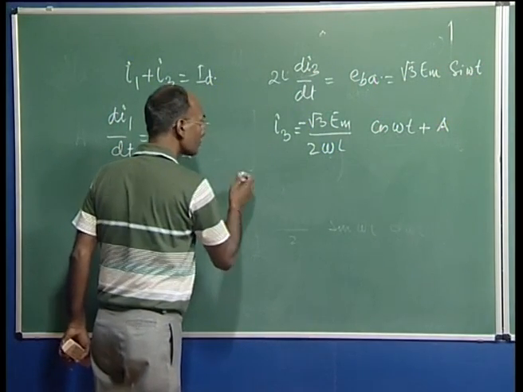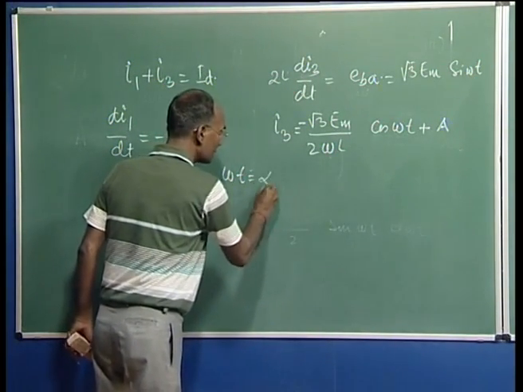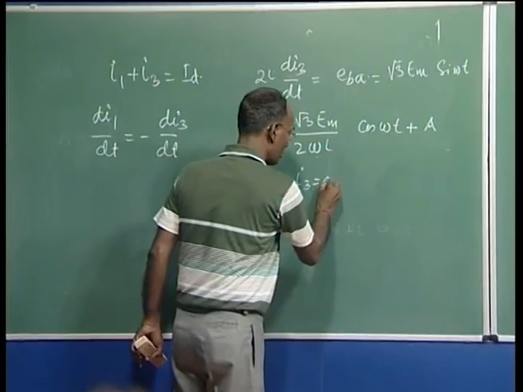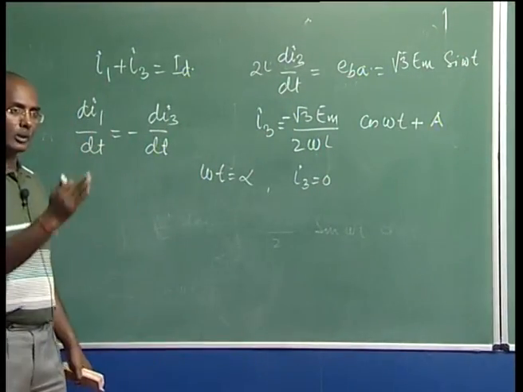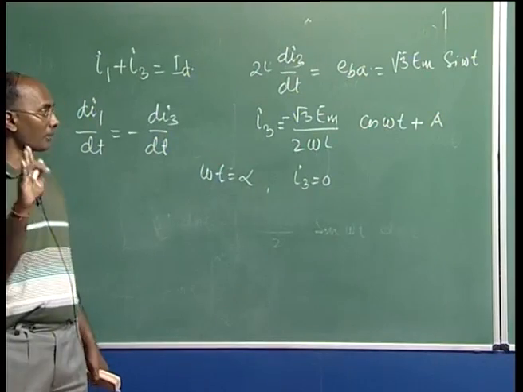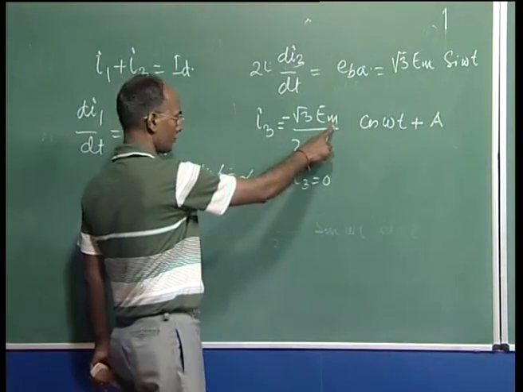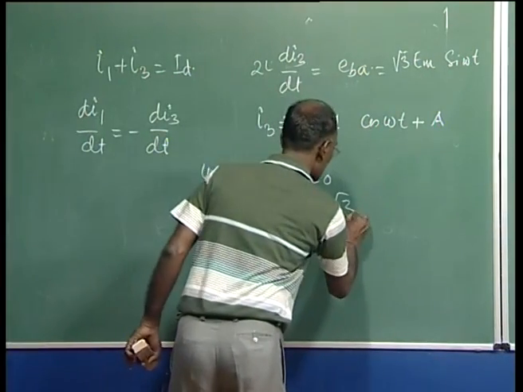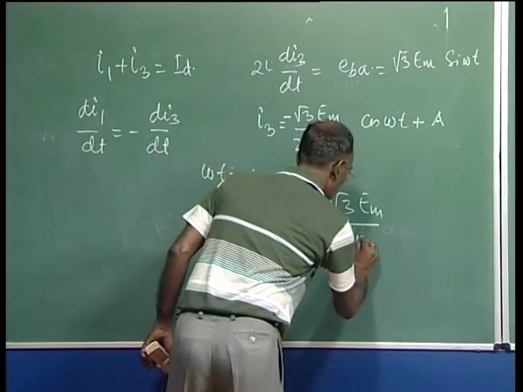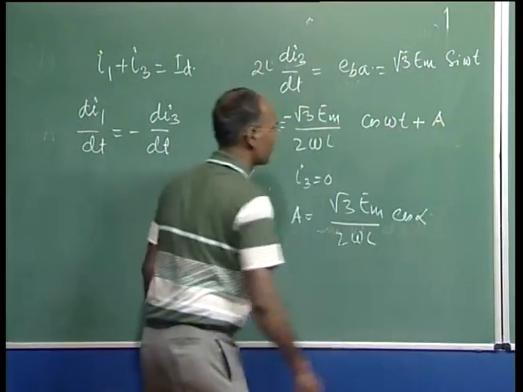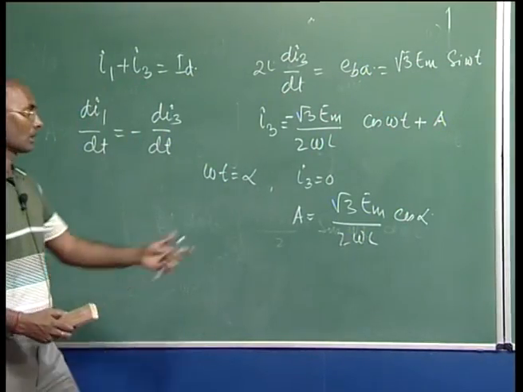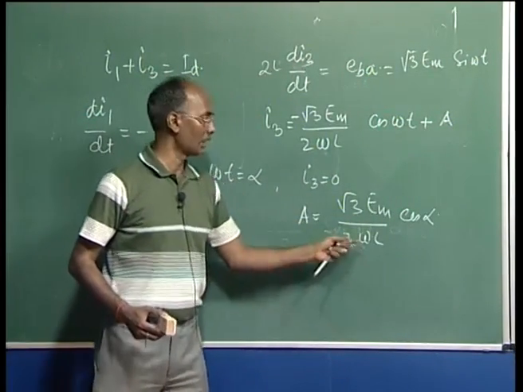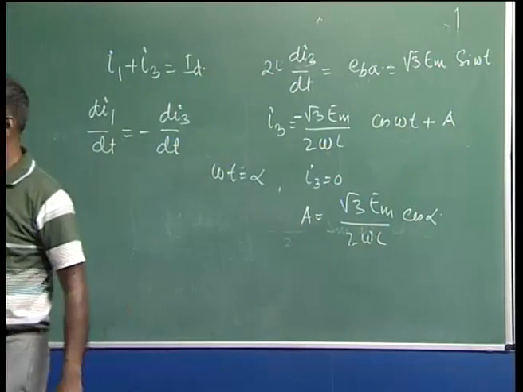Means when your omega t was alpha, just when it was going to be fired, at that time your I3 was 0. Just at that point your I3 was 0 and I1 was having the complete ID current. Just put this value here and you will find this A is nothing but under root 3 Em over twice omega L cos alpha, because here omega t is your alpha. Just put this value, you will get A, because this is 0, and now we can put this value and we get the I3 expression here.